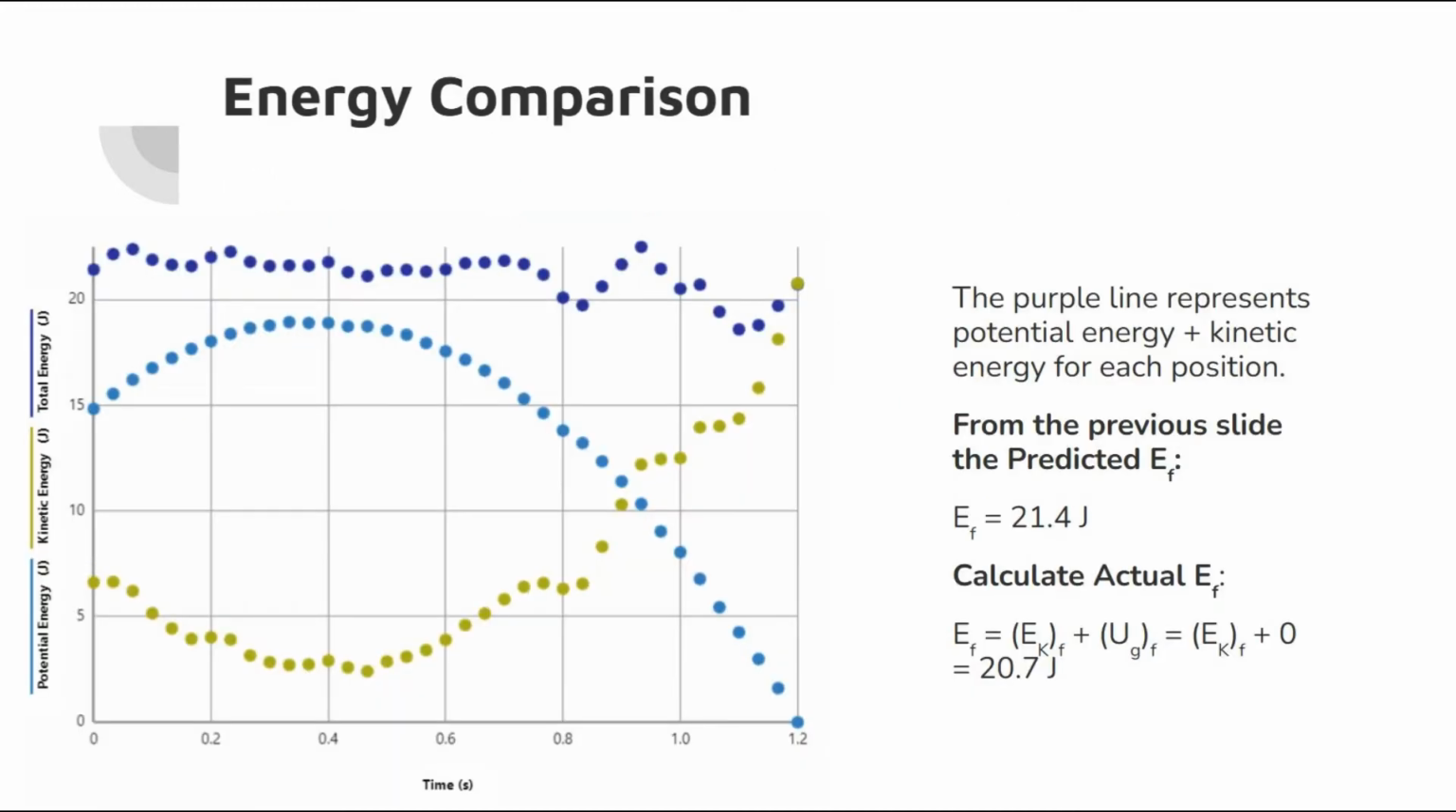The total energy line remains relatively constant with slight variability, which favors our hypothesis that energy is conserved. In addition, we calculated the actual final energy by using the recorded final kinetic energy, since potential energy will be 0 because the ball would be on the ground, giving us a value of 20.7 joules.